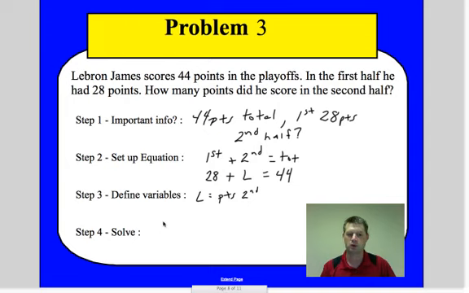Now we just have to solve, which means we're going to take our algebra equations. Now this is fairly easy. Hopefully a lot of you know. We could either just say, well, how many more points do we need, and kind of count that out. But really what we can do is take our total, subtract how many points was scored in the first half, and that will tell us how many points he had to score in the second half. So 44 minus 28, that's going to give us 16. So that means LeBron scored 16 points in that second half.